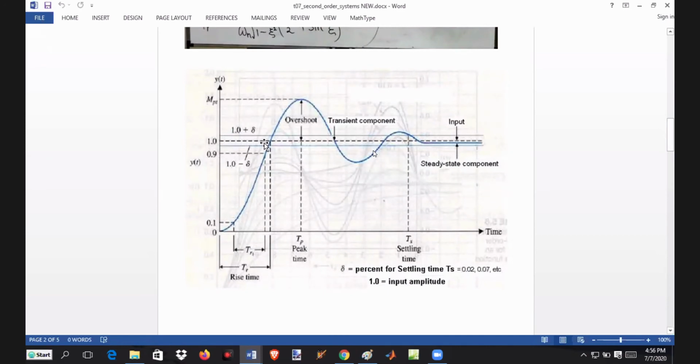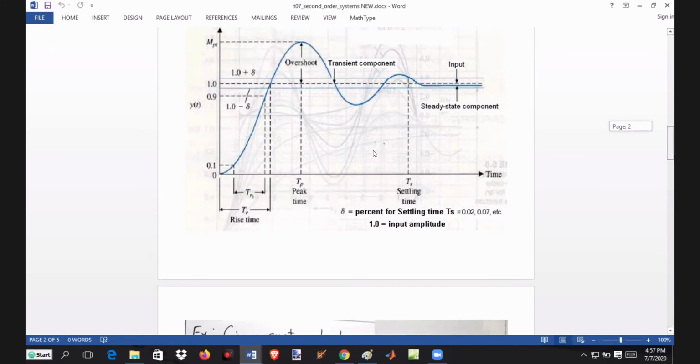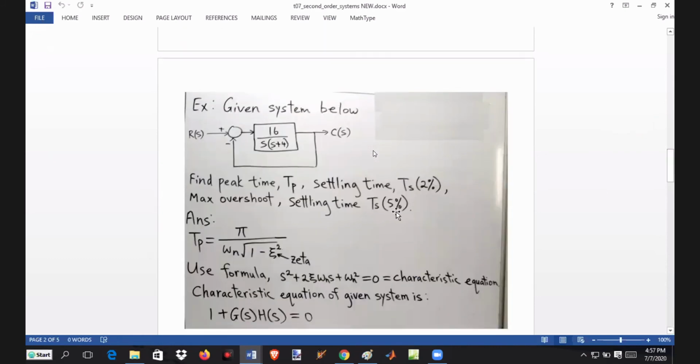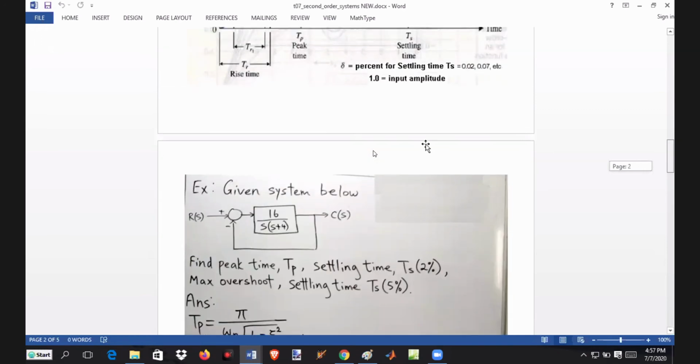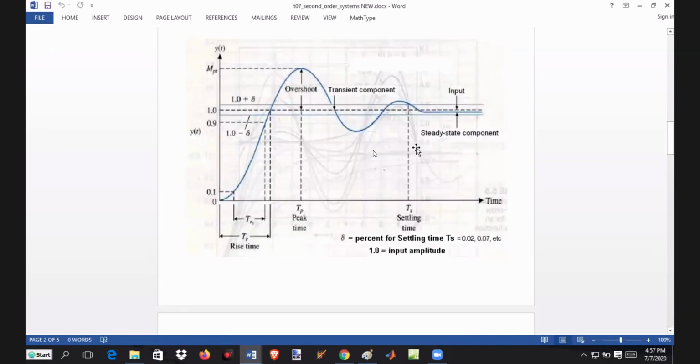1 is 100%, delta is a fraction of it. So plus and minus is the delta thing, minus delta, plus delta. That is the error, you see. So the settling time TS 5%, settling time TS 2%, it actually refers to where we cut, at 2% or at 5%, something like that.